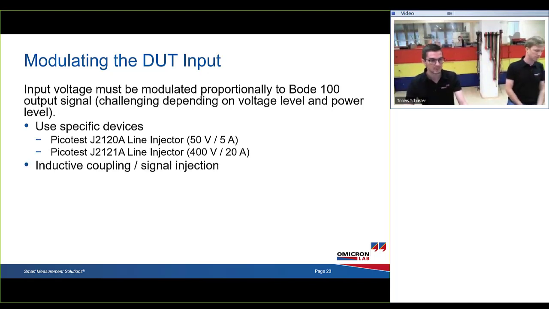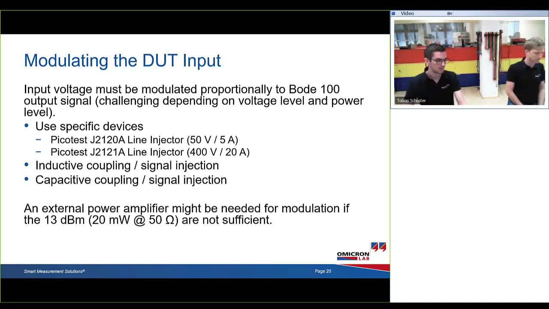You can use inductive coupling or capacitive coupling, as also seen in one of the last webinars, the output impedance webinar. To do so, we recommend using an external power amplifier if you need more signal, which will give you a better signal-to-noise ratio to get more signal onto your DC line. For example, if you use the BM12, you get an additional 12 dB, which is 4 times the output level of the Bode 100.